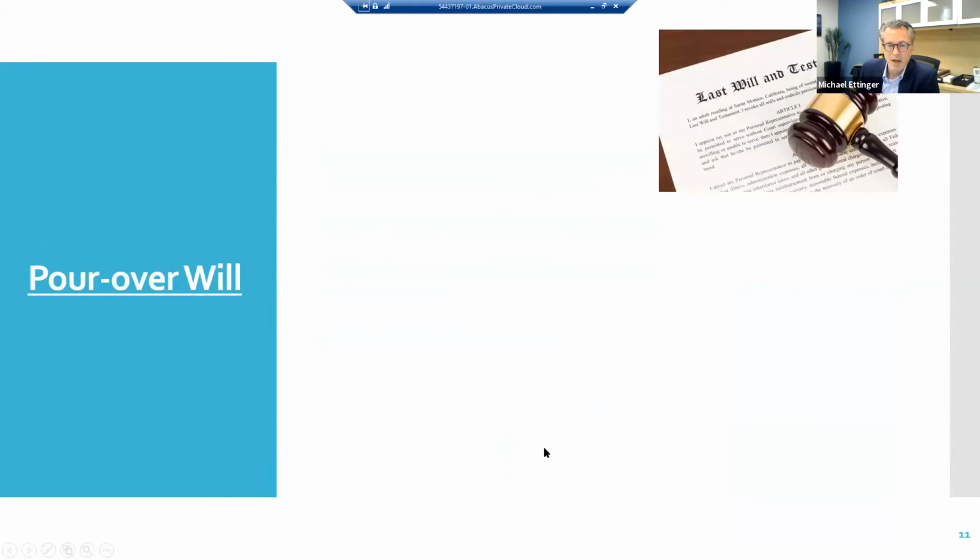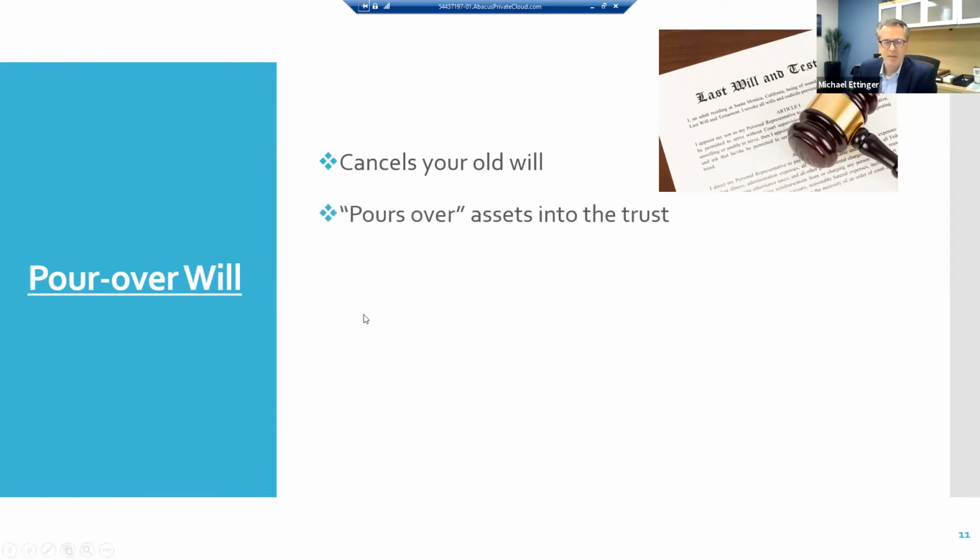In an estate plan, you have a pour-over will. What's that? Well, it does two things. Because it's a later will, by law, it cancels an earlier will because you don't want another set of instructions floating around out there. And it does something else. It says, in case I left something out of my trust, pour it in there after I'm gone.